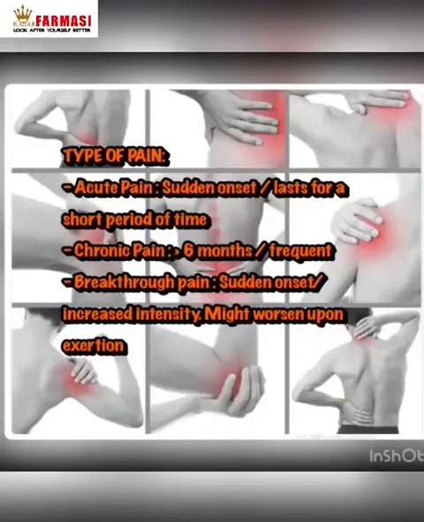So firstly, I'll be talking about the types of pain. We have acute pain, which occurs on a sudden onset and lasts for a short period of time, ranging from a few minutes, hours, a couple of days, or even a few months, but it's always less than 6 months. Chronic pain, on the other hand, lasts more than 6 months and can affect the person's quality of life. Breakthrough pain normally is on a sudden onset, increases in intensity, and it can actually worsen upon exertion.